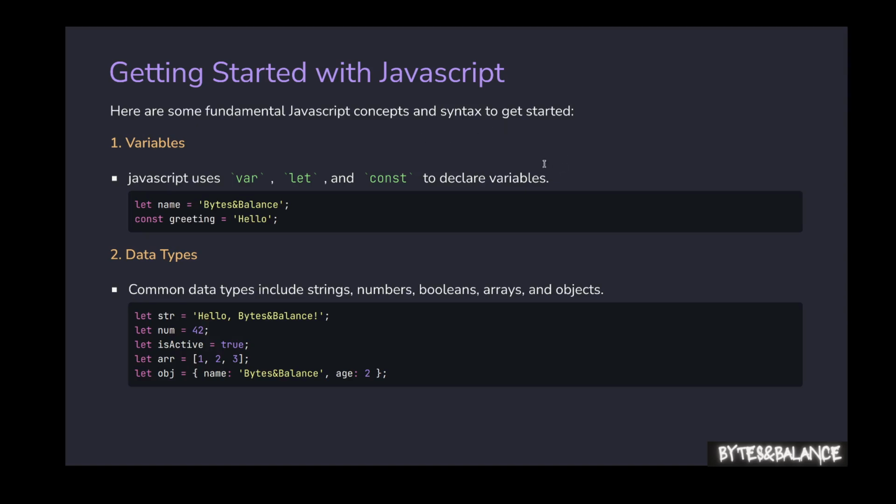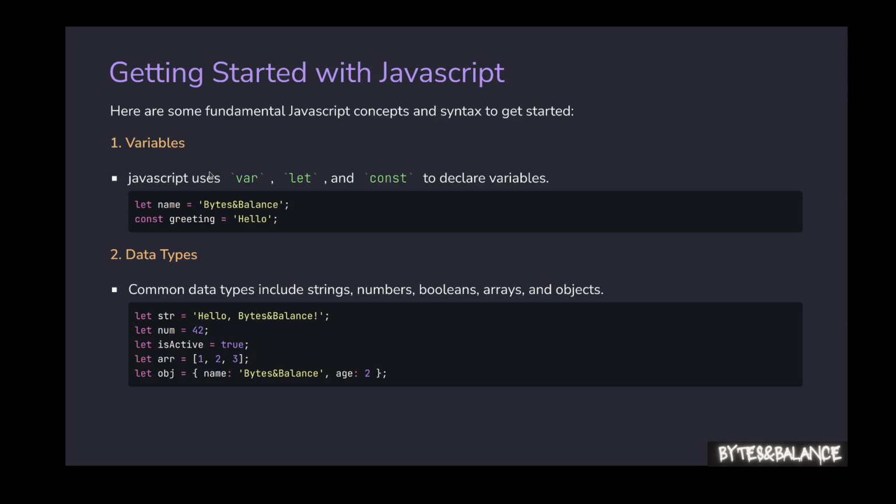Second thing is data types. JavaScript handles various types of data. For example, strings for text like let str = 'hello bytes-and-balance'. Numbers for numerical values such as let num = 42. Booleans for true or false values like let isActive = true. And arrays for lists such as let arr = [1, 2, 3]. Objects for key-value pairs like let obj = {name: 'bytes-and-balance', age: 2}.